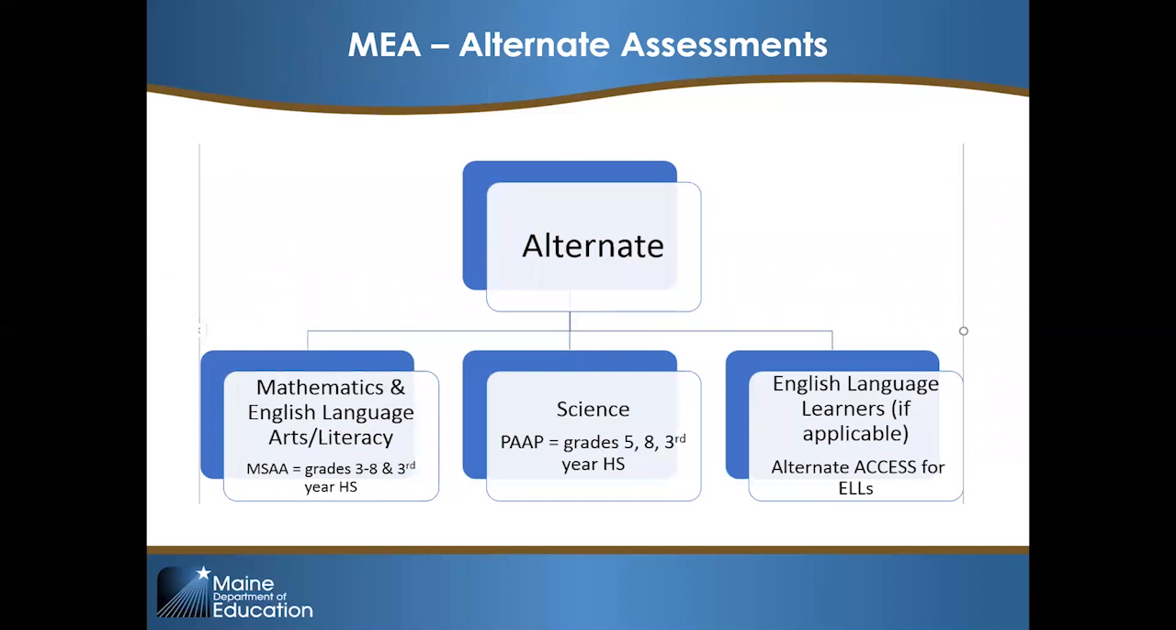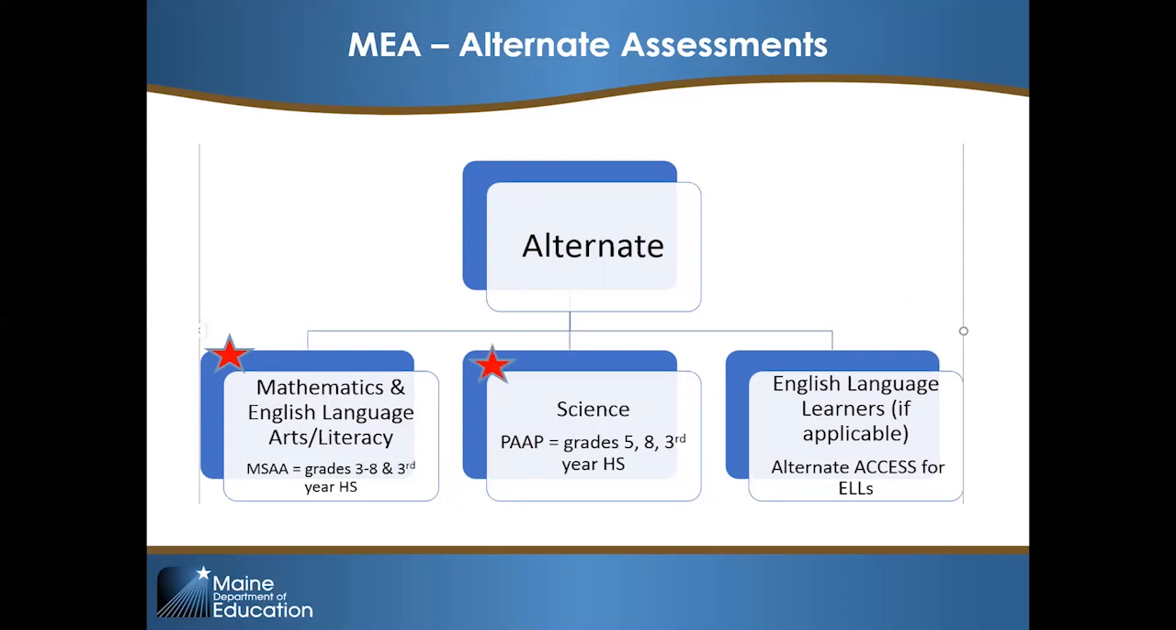In order to participate in alternate assessments, students must meet the eligible participation criteria determined at annual IEP meetings. These students must be flagged as alternate assessment takers in their student enrollment. Mathematics and English Language Arts, or ELA literacy, in grades 3 through 8 and 3rd year of high school is the Multi-State Alternate Assessment, or MSAA.